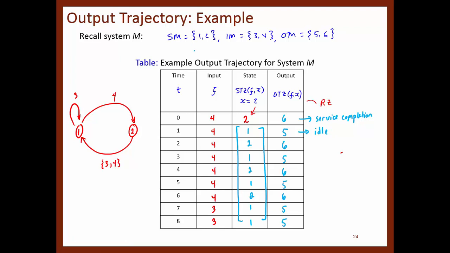Okay, so remember that the readout function is represented as follows. So 1, 5, 2, 6. And that the first number represents the state and the second number represents the output.